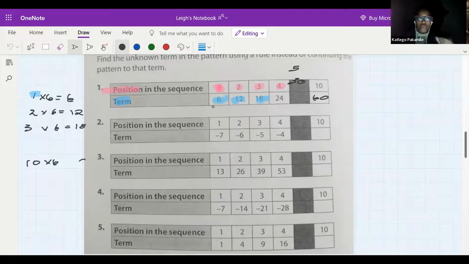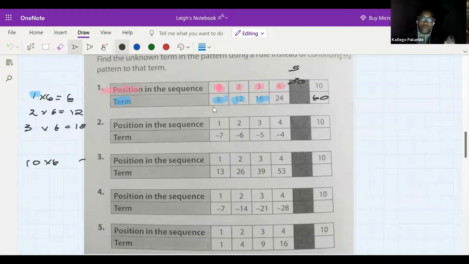Then you need to have a rule you can use to find term number 50 without having to write everything down until you get to term number 50. You see? So you have to look at how the position and the term relate. So you have to check, how do I get from 1 to 6? You say 1 times 6.